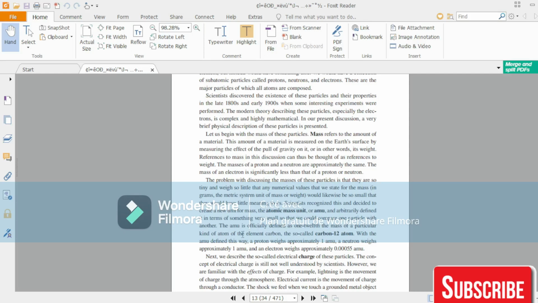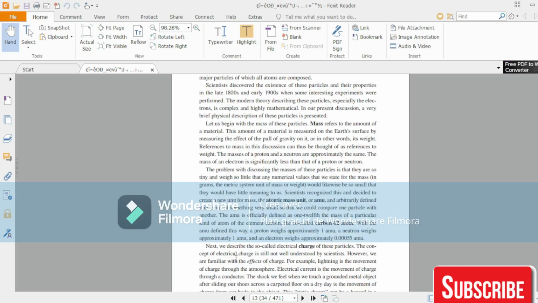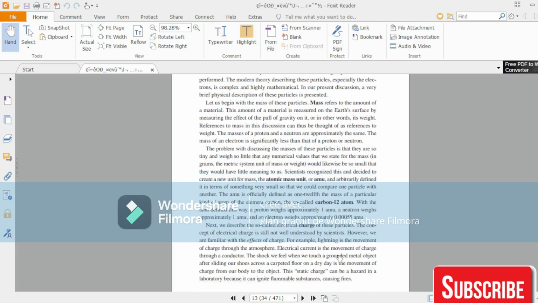The amu is officially defined as 1/12 the mass of a particular kind of atom of the element carbon, the so-called carbon-12 atom. With the amu defined this way, a proton is approximately 1 amu, a neutron is also approximately 1 amu, and an electron is approximately 0.00055 amu.